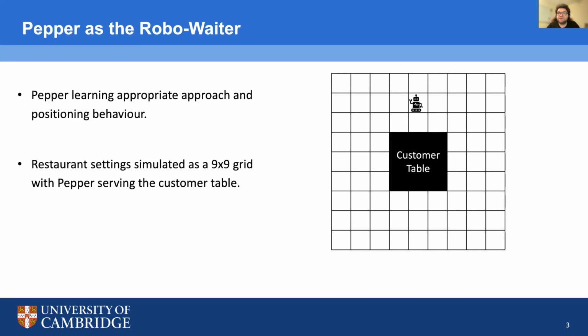So we particularly focus in this work on Pepper as a robo-waiter learning approach and position behaviors, for which we simulate a grid world scenario for our restaurant setting where the customer table is right at the center, and the robot needs to figure out how to approach the table to take the order or to talk to the customer. So one question that arises is, how do you establish what is considered socially appropriate?